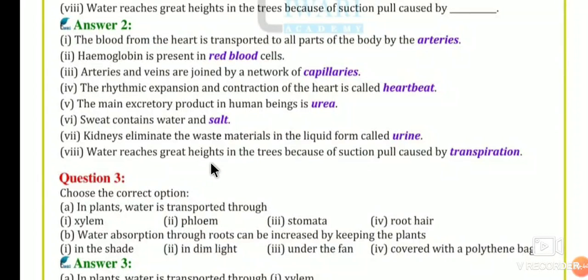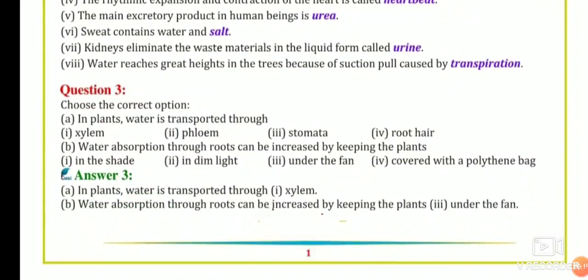Water reaches great heights in trees because of the suction pull caused by transpiration. Due to the presence of xylem, there is a suction pull from the roots to the higher parts of the plant. That is why it is called caused by transpiration. The excess water is transpired through the leaves, causing an exchange of water. In this way, the water moves from lower concentration to higher concentration.